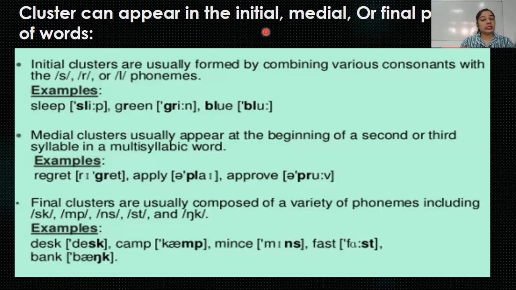Clusters can appear in initial, medial, or final positions in words. Initial consonant clusters are formed by various consonants with s, r, l phonemes, like s and l in slip, g, r in grin, b, l in blue. For b, what's the position of my mouth? For l, where does it change, right? So there is a change in place of articulation. There are medial clusters as well, like regret, apply, approve. There are final clusters as well, like desk, camp, mince, fast, right? So these are called consonant clusters.